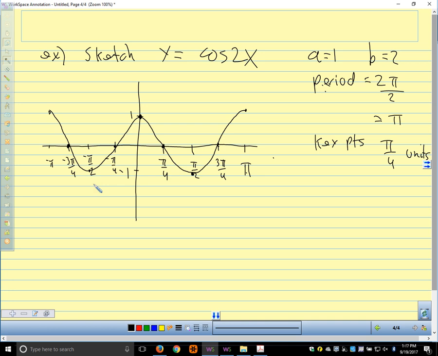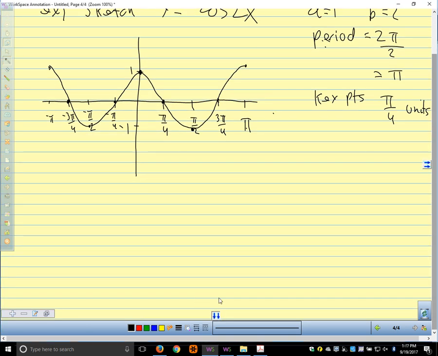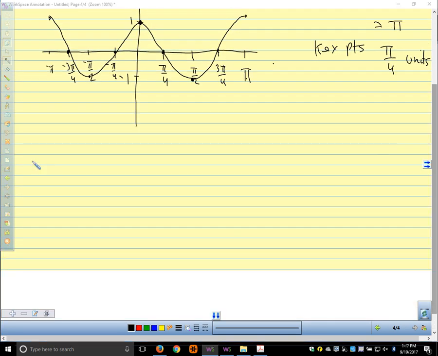Okay, I want to do one more example to show we don't always get our axes labeled in terms of pi. So I want to do an example where a period is not in terms of pi, just so when we see a problem like this, we don't worry about it. All right, we want to sketch this thing.